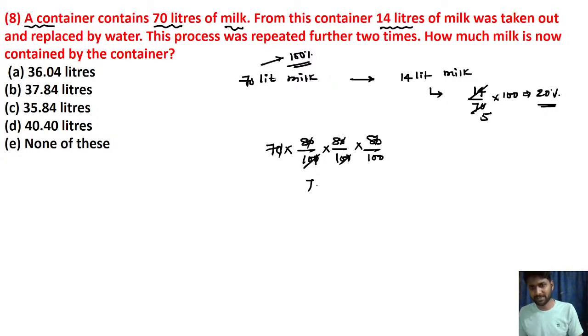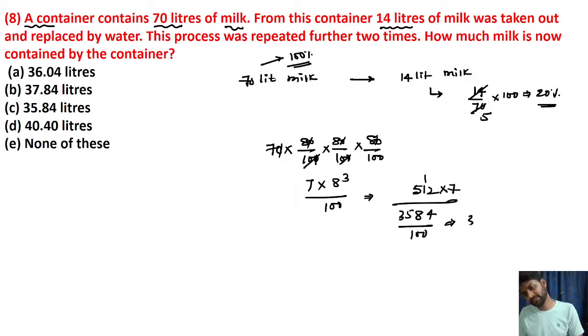Now finally the value is 7 into 8 cube divided by 100. See, 8 cube is equal to 512, multiplied with 7. 7 twos are 14, 7 ones are 7, 8, 7 fives are 35, divided by 100. So we are left with 35.84 liters. 35.84 liters is the answer.